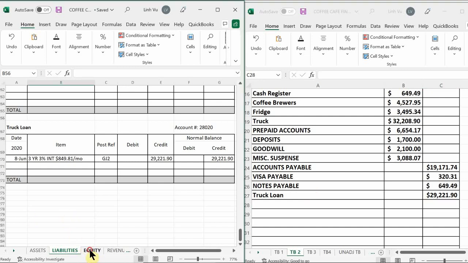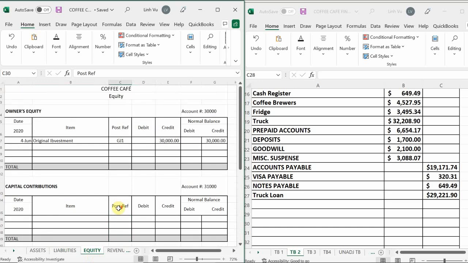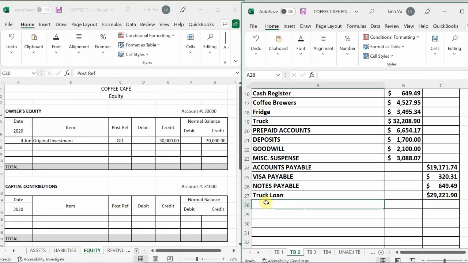Let's see what's next. Equity, right? My original investment is currently still at 30,000. Okay. Why hasn't it decreased yet? We just took money away from the company, didn't we? How come it's not decreased yet?